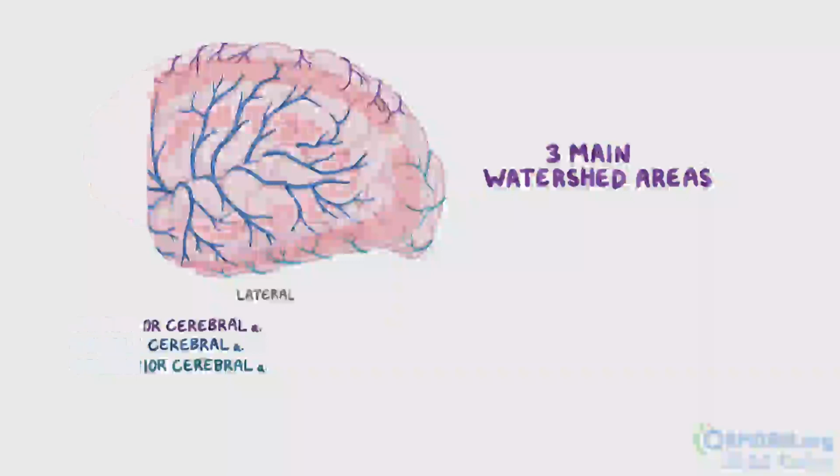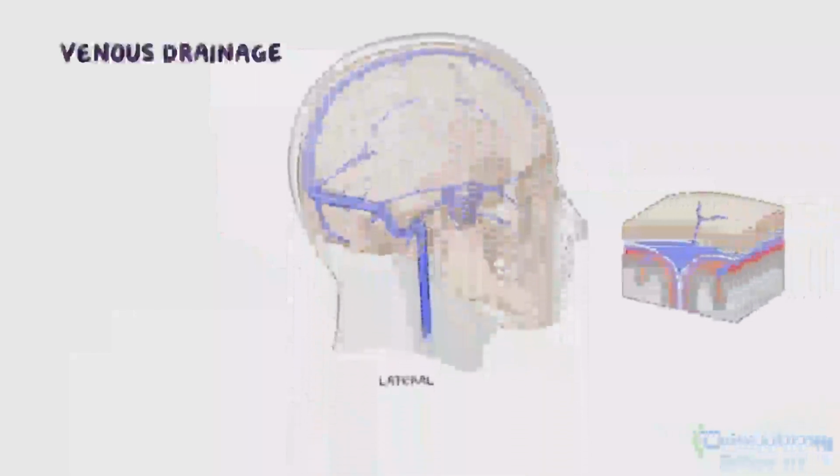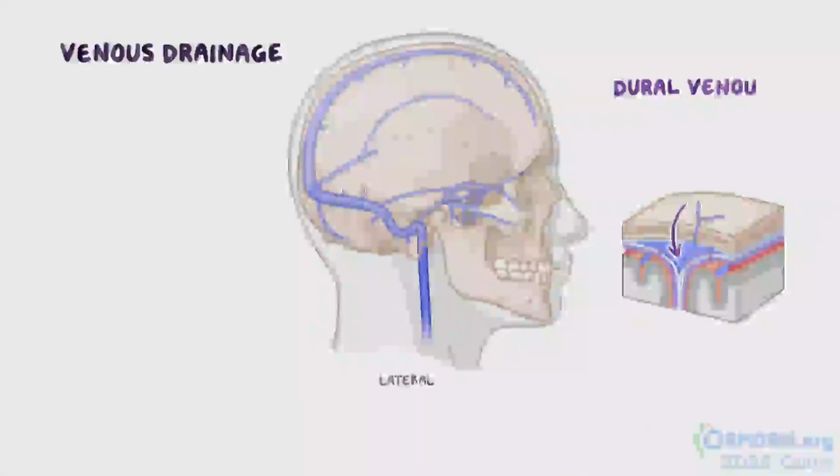Finally, let's briefly look at the venous drainage of the brain, which starts as a series of small superficial veins. These veins drain into dural venous sinuses, which are venous channels located between the two layers of dura mater, the periosteal layer and the meningeal layer.